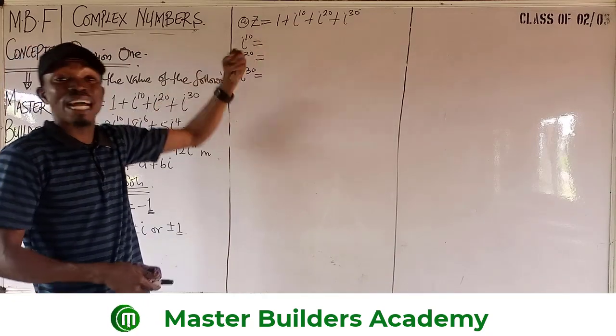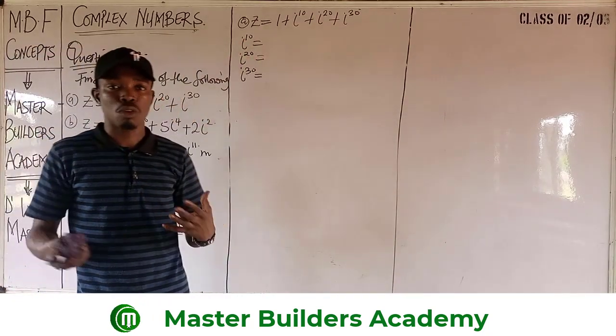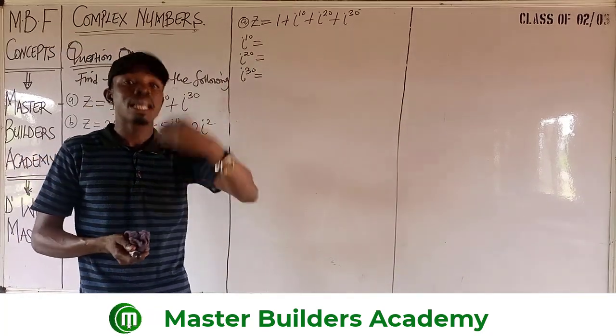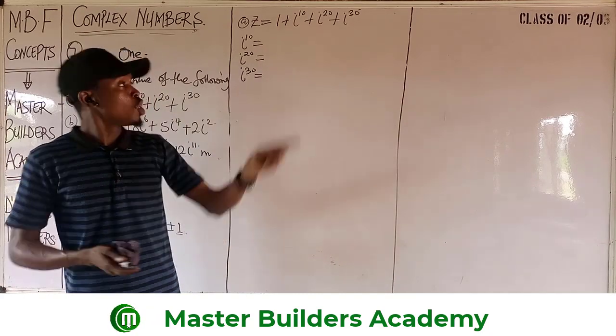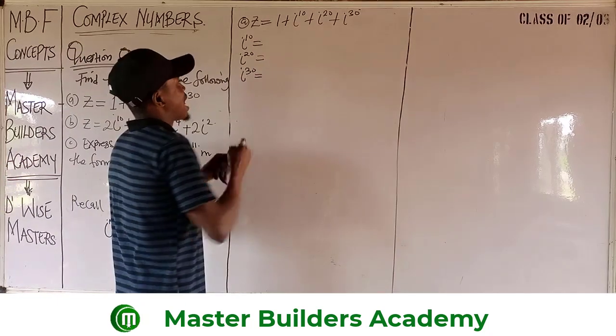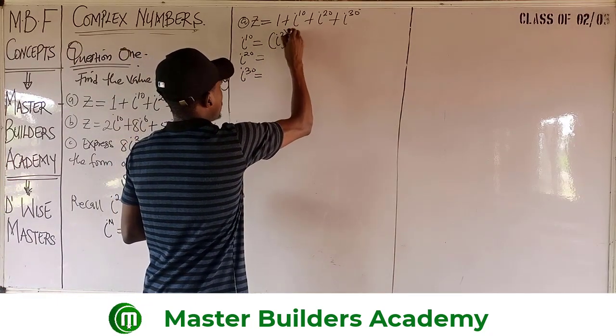I will divide this by 2. Or first, check if the number is divisible by 2. Of course, all the numbers that we have here are even numbers, and all even numbers are divisible by 2. So if we divide 10 by 2, we will have 5. So by extension, this is i raised to the power of 2, all raised to the power of 5.